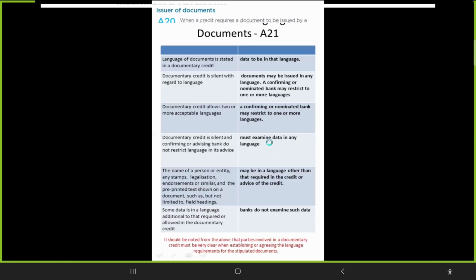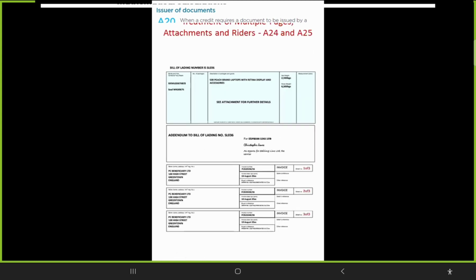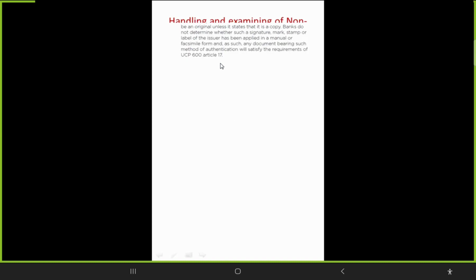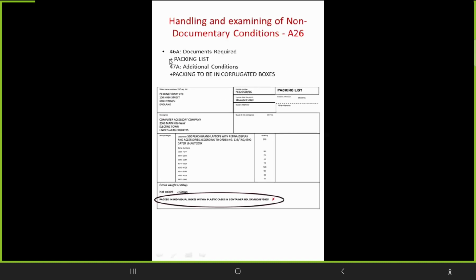I'll see if I have an example. Okay. So they are calling for a packing list. And then in additional conditions, packing to be in corrugated boxes. Now, if they're calling for a packing list and then saying packing to be in corrugated boxes, it makes sense. It is a documentary condition for you. But if they are not calling for a packing list, but they're calling for an invoice, okay, we'll change the example. I'll try to verbally explain it to you.